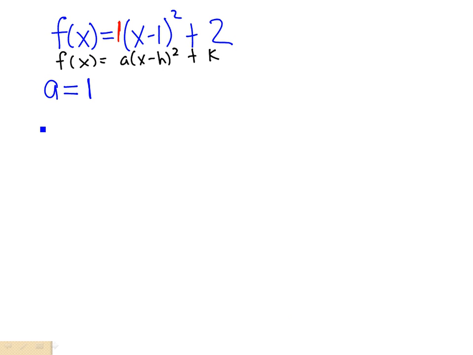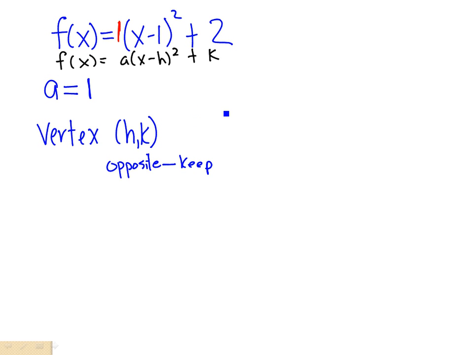Next, what is the vertex? The vertex again is represented by h, k. And now we also like to say opposite, keep. Opposite, keep. So the vertex is, so we do the opposite of what you see here. It's going to be 1. And we keep that number that we see here, which is 2.